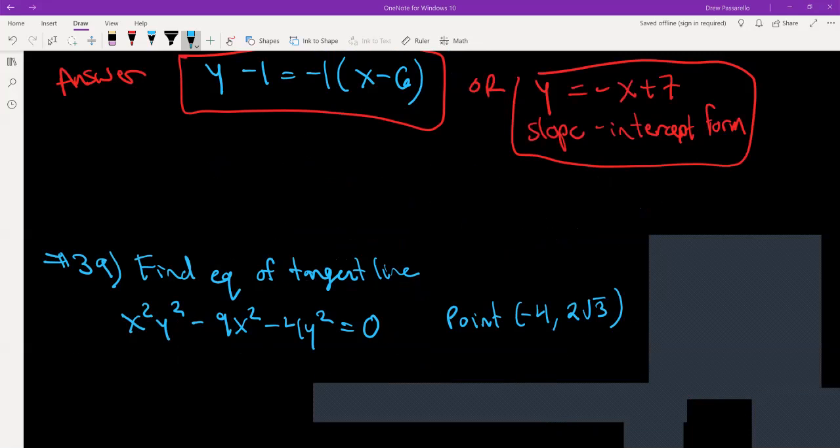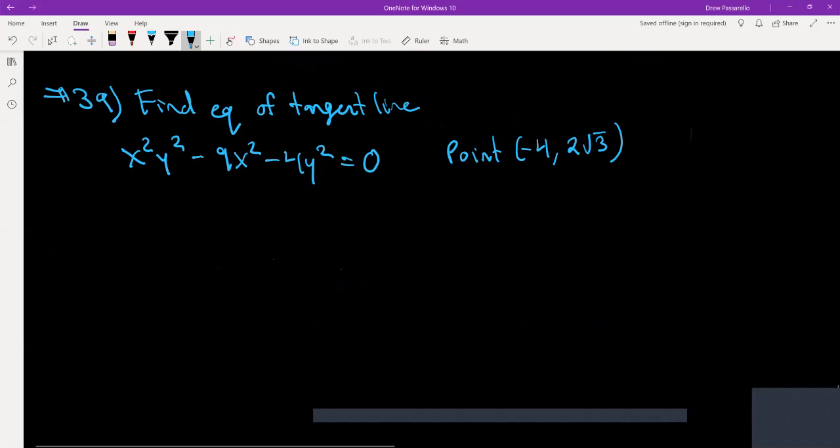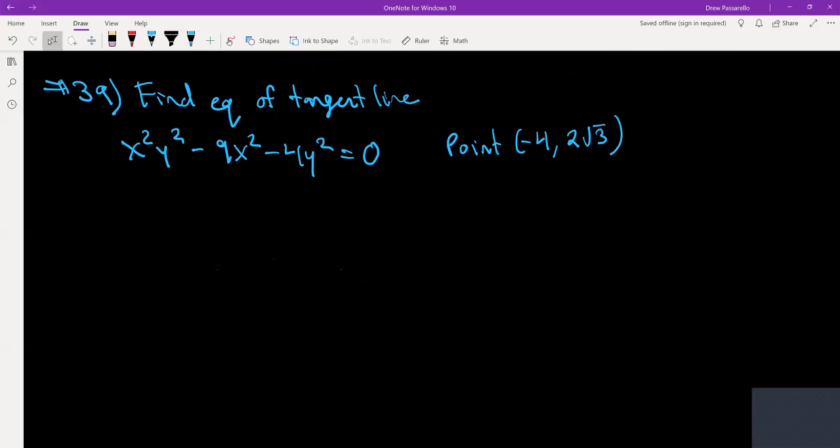All right, so this is the last problem, and it's the same kind of example of finding the equation for the tangent line. And we have x squared y squared minus 9x squared minus 4y squared equal to 0. So again, first thing we got to do is find the derivative. After we find the derivative, then we find the slope. And the slope involves plugging in the point, the coordinates of the point, into the derivative. And after we have the slope, we can form the equation for the tangent line. So we know we take the derivative with respect to x of both sides.